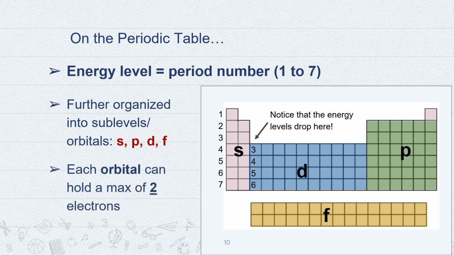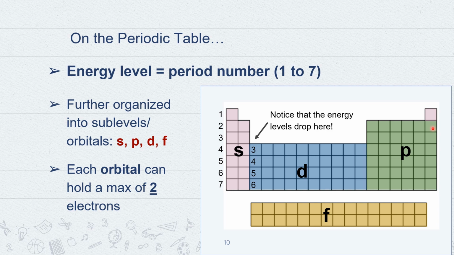Okay. And then, as I mentioned, the idea of the bunk bed, that is what is called an orbital. So each orbital can hold a max of 2 electrons. So the sunny room had 1 bunk bed that could hold 2 people. The pink room had 3 bunk beds, so it could hold 6 people. And if I look, 1, 2, 3, 4, 5, 6. And so because there were 3 bunk beds, I can hold 6. And we call that an orbital.